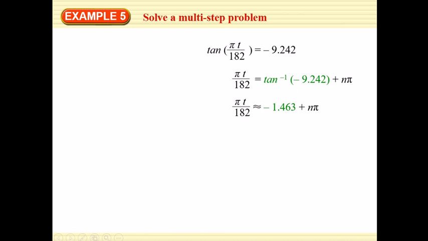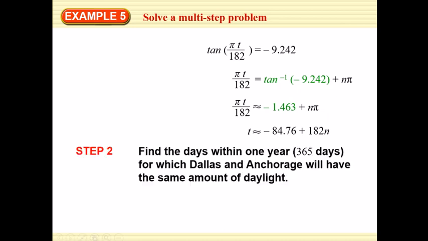So then evaluating that inverse tangent, I get negative 1.463. Then I need to solve for t by multiplying each side by 182 and dividing by pi, or multiplying by the reciprocal, 182 over pi. I need to distribute it to every single term. When I do that, I get approximately negative 84.76 plus 182n, since the pi's are going to cancel out.